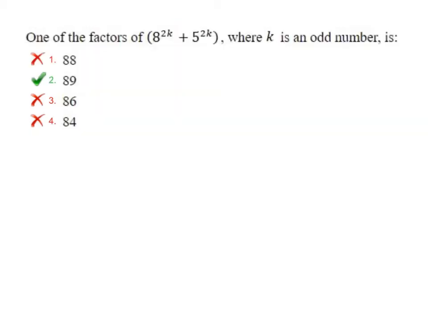One of the factors of 8 to the power of 2k plus 5 to the power of 2k, where k is an odd number. If k is an odd number, then 2k is an even number. So a to the power of n plus b to the power of n: when n is an even number, you don't have any factors. We can't actually say any factor, but when n is an odd number, you can say a plus b is a factor. Therefore, I am writing it as 8 square is 64.